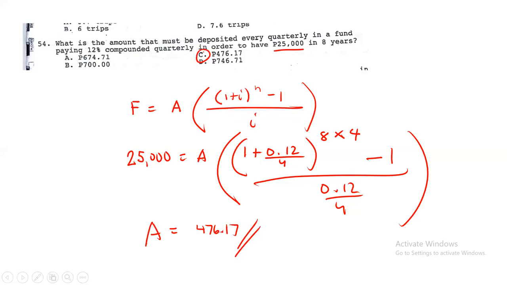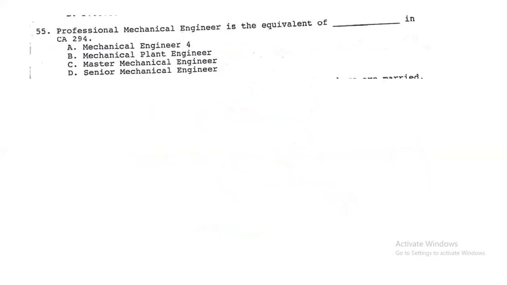So, next tayo, 55. Professional mechanical engineer is the equivalent of blank in C8 294. So, sagot dito is mechanical plant engineer. The next, 56, Louis Sash factory has 60 workers. If 4 out of 5 workers are married, how many workers are not married?